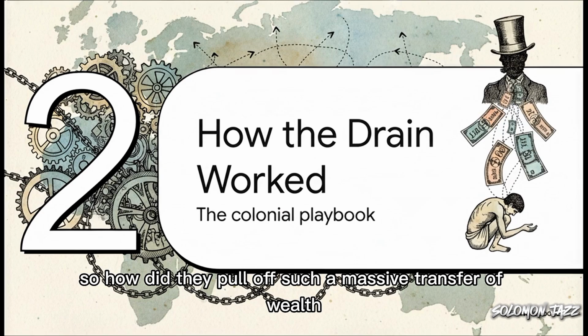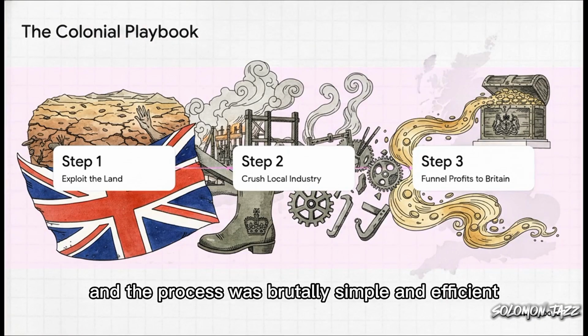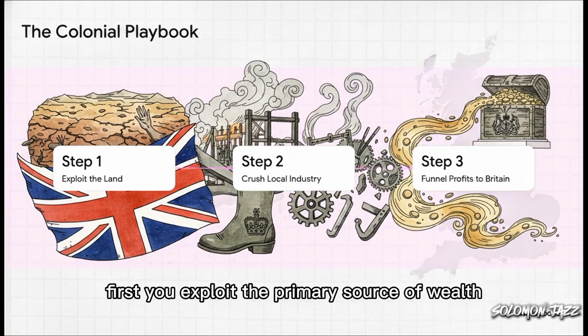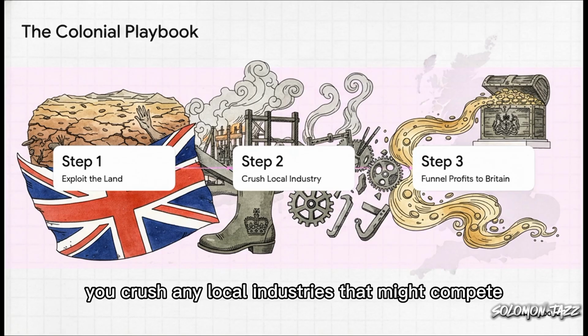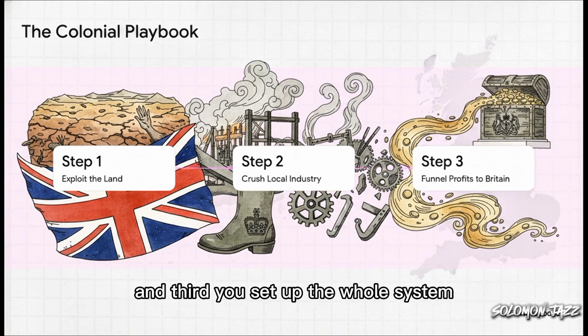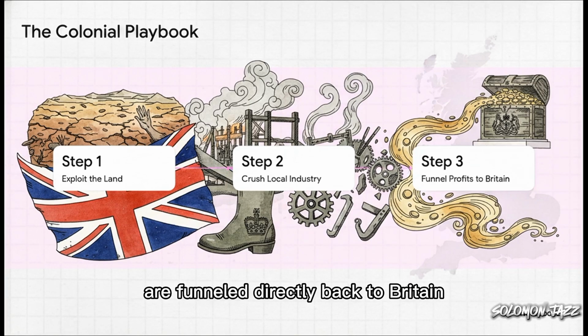So, how did they pull off such a massive transfer of wealth? Well, it wasn't just a single policy. It was more like a strategy, a kind of three-step colonial playbook. And the process was brutally simple and efficient. First, you exploit the primary source of wealth, the land. Second, you crush any local industries that might compete. And third, you set up the whole system to make sure all the profits from steps 1 and 2 are funneled directly back to Britain.